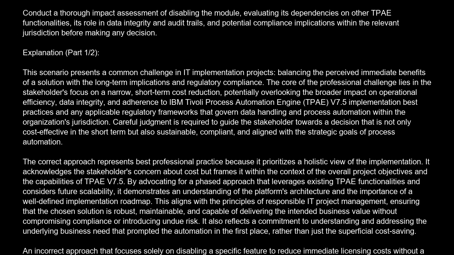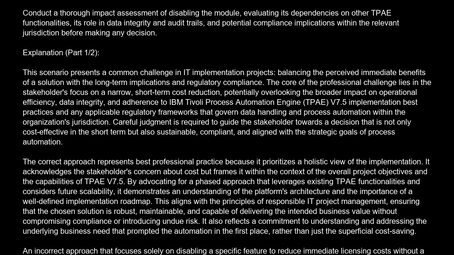This aligns with the principles of responsible IT project management, ensuring that the chosen solution is robust, maintainable, and capable of delivering the intended business value without compromising compliance or introducing undue risk. It also reflects a commitment to understanding and addressing the underlying business need that prompted the automation in the first place, rather than just the superficial cost saving.